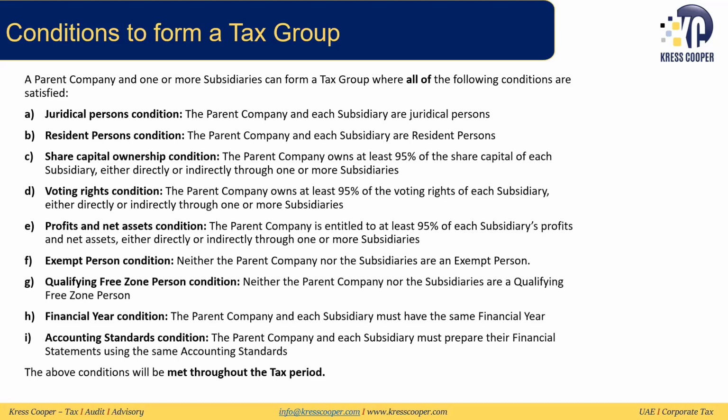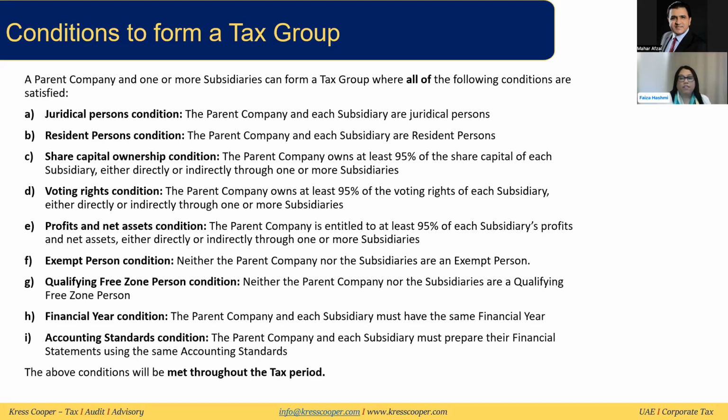The accounting standard condition says that the financial statements have to be prepared using the same accounting standards. So let's say one company has revenue less than 50 million and is using IFRS for SMEs, and the other company is using IFRS. That cannot happen. It has to be aligned, and both the companies have to be applying the same accounting standard.